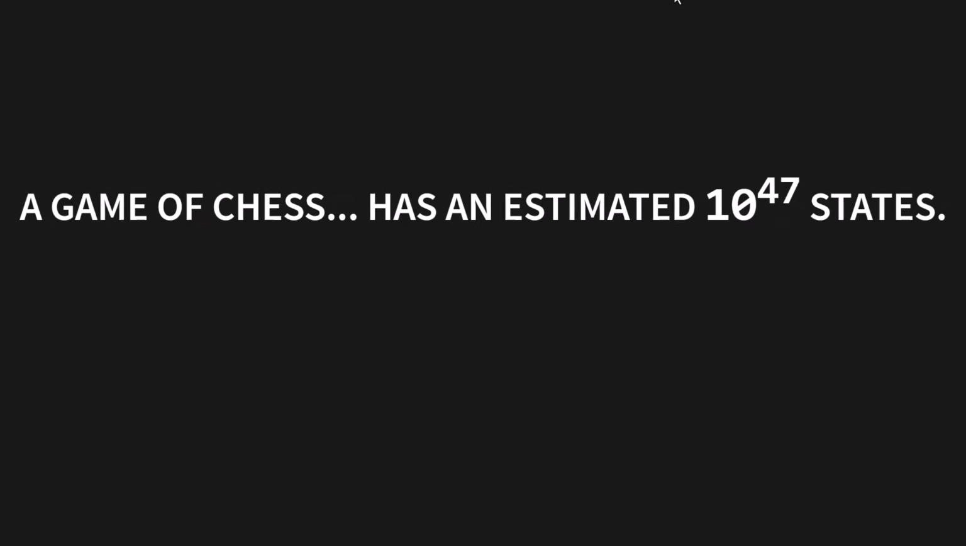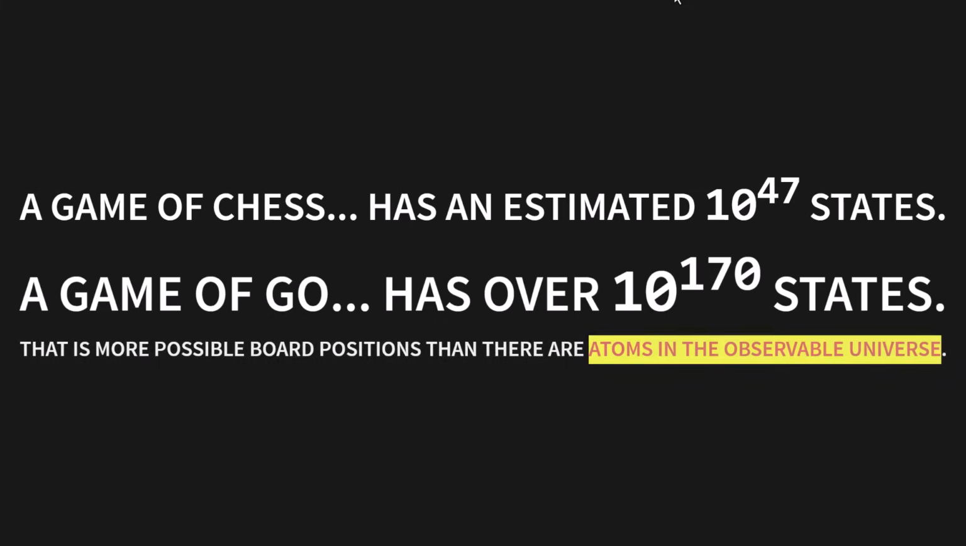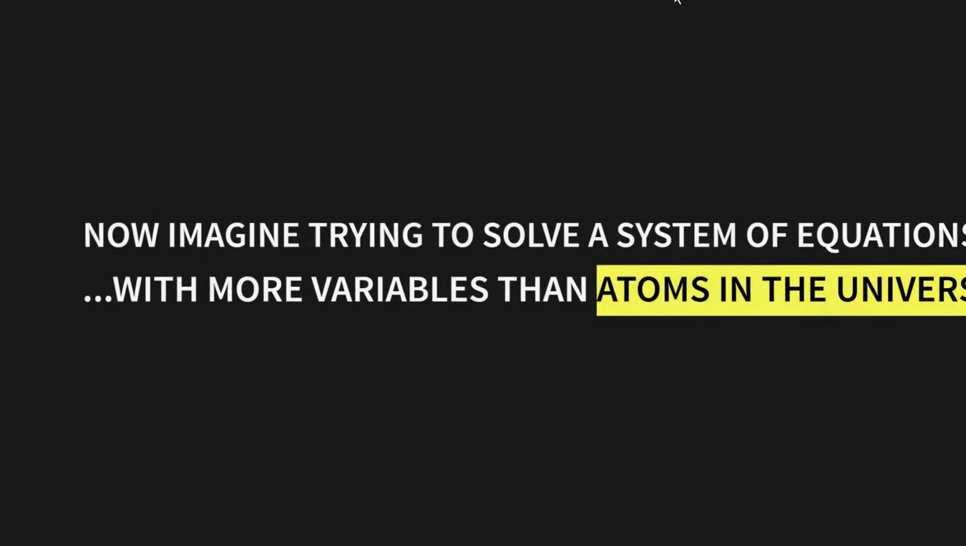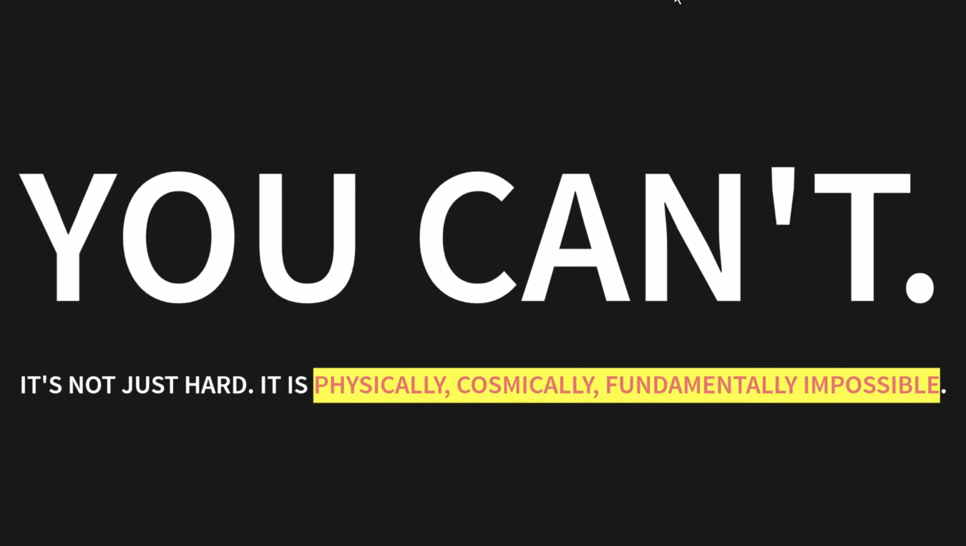A game of chess has an estimated 10 to the power of 47 states. A game of Go has over 10 to the power of 170 states. That is more possible board positions than there are atoms in the observable universe. Now imagine trying to solve a system of equations with more variables than atoms in the universe. You can't. It's not just hard, it is physically, cosmically, fundamentally impossible. The computer required to even store the equations would be larger than the galaxy.